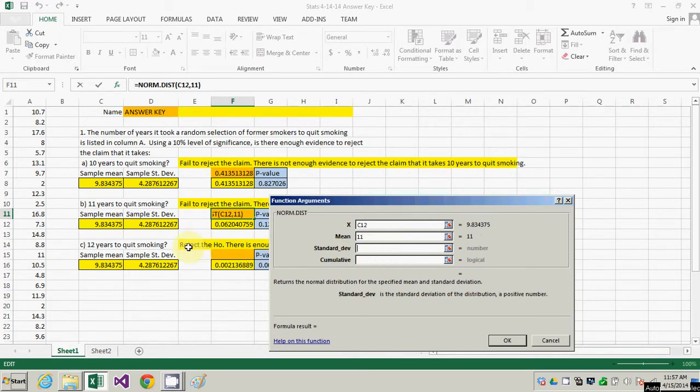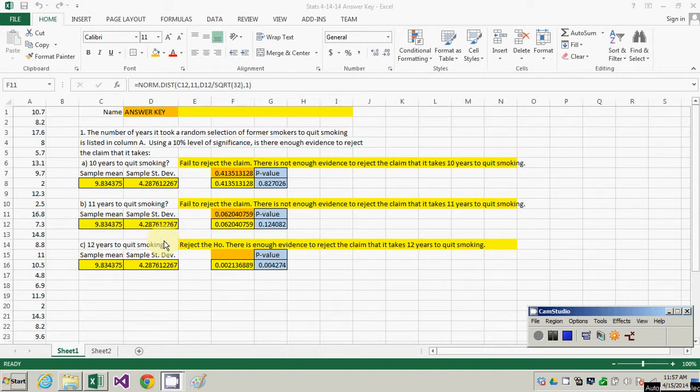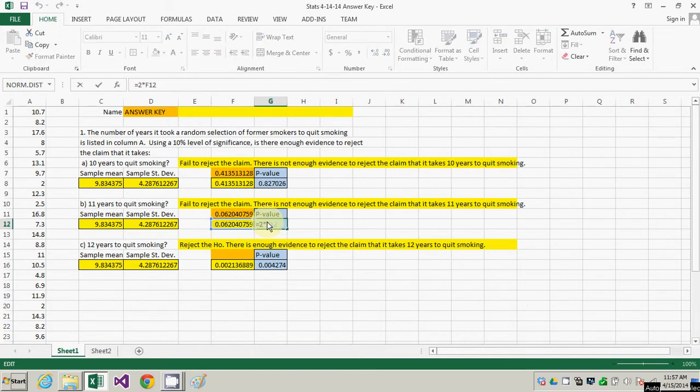The sample standard deviation divided by the square root of 32, and cumulative is true, or 1. And we get an answer of approximately 6%. When doubled, gives us 12%. 12% is also not less than the 10% for the level of significance. So therefore, because it is greater than 10, we fail to reject the claim. And once again, there's not enough evidence to reject the claim that it takes 11 years to quit smoking.